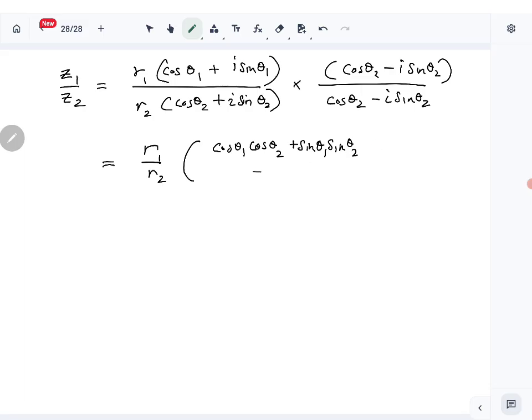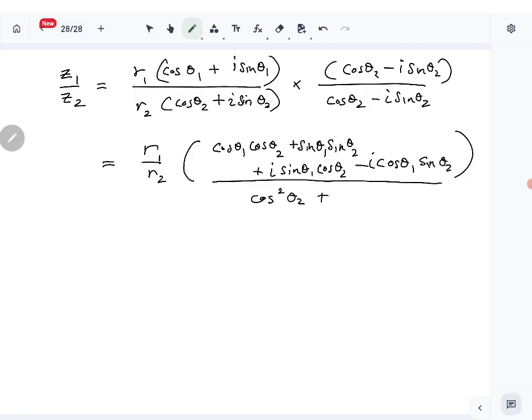And what else do we have? Plus I sin theta 1 cos theta 2 and minus cos theta 1 I sin theta 2. That is all over what? Cos squared theta 2 plus sin squared theta 2, which is 1. So this part is 1, right? This is R1 over R2. Then this one you have to simplify.